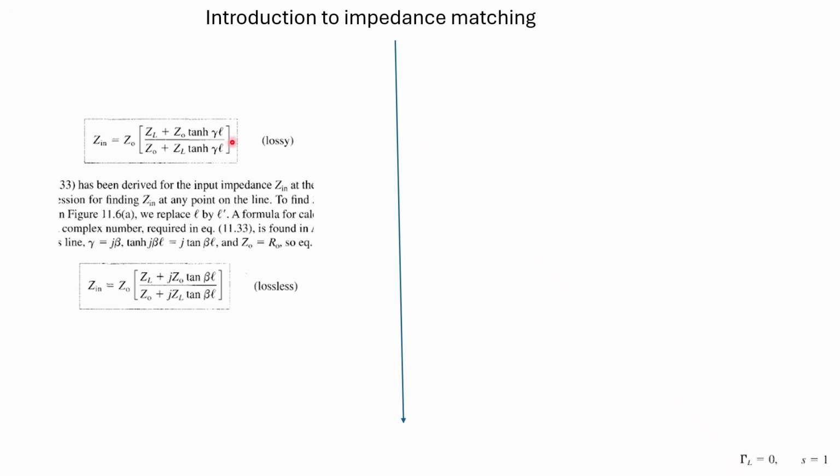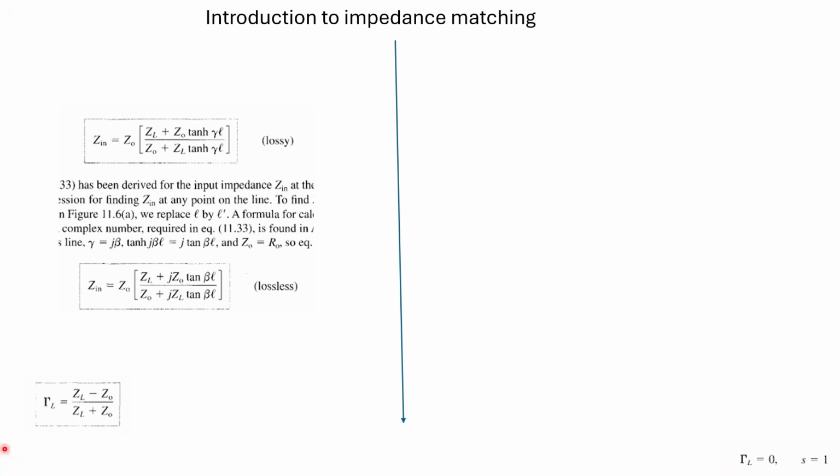So this is valid for a lossy medium. A special case is the lossless medium, where γ is equal to α plus jβ, and here α is equal to 0. Then in that case, these will be the lossless equations. So here also we can find out the Zin for the lossless medium with the help of these equations.